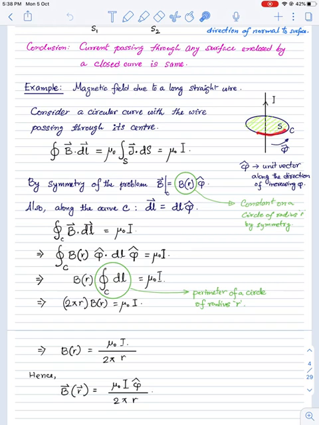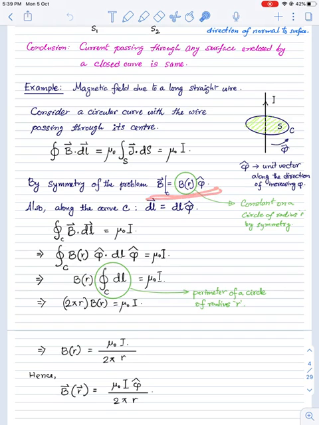Again, by the symmetry of this problem, the magnetic field is directed along the phi direction. So this is the ansatz for the magnetic field, B of r phi hat, and this phi hat also happens to be the direction of a little line element on this circle. The direction of the little line element is also along the phi hat direction.